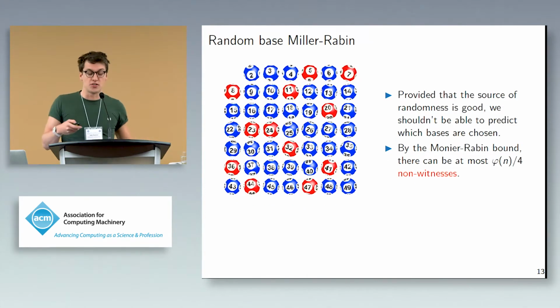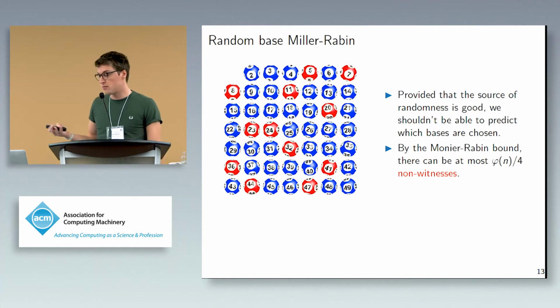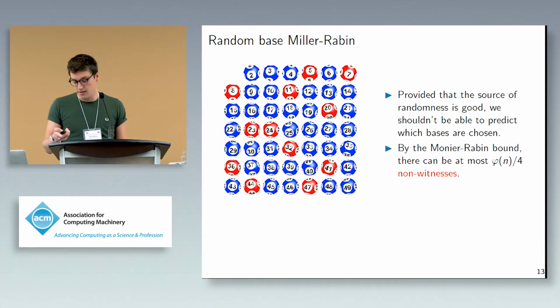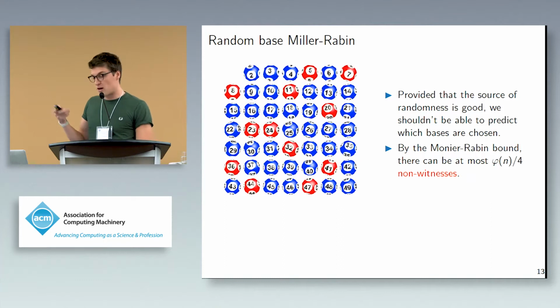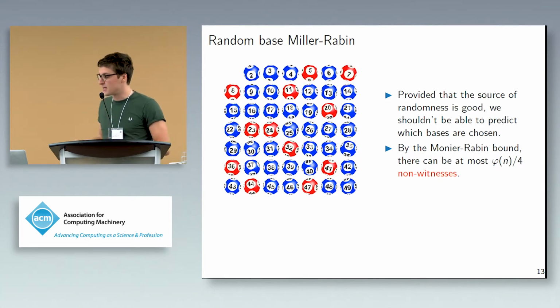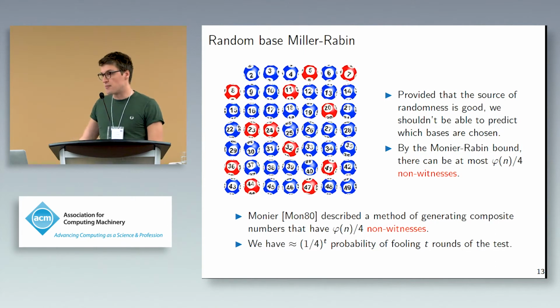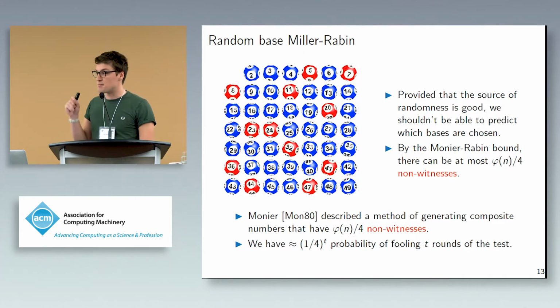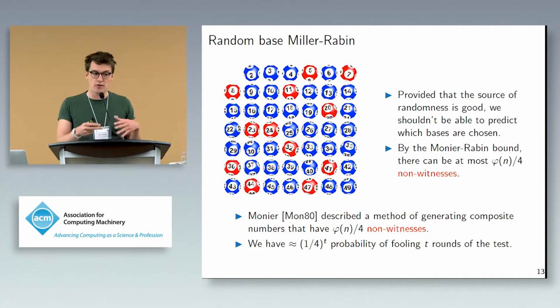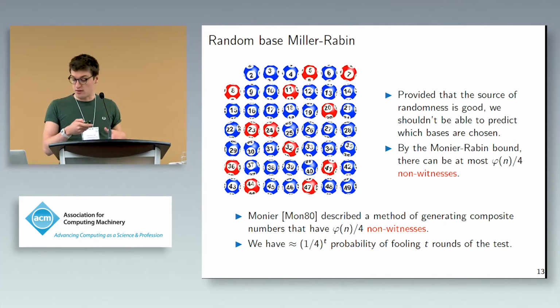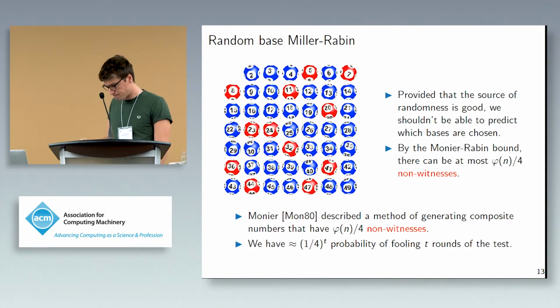The other way we can choose bases is by doing it randomly, which, provided that the source of randomness is good, means we shouldn't be able to predict which ball is going to be picked. Then the best we can do is, we know by the Miller-Rabin bound that there can be at most phi of n over 4 non-witnesses, where phi is the Euler phi function. This basically means that 1 in 4 balls are red, about a quarter of the balls. Monnier described a method in which we can generate composite numbers that have this maximum bound of non-witnesses. Since it's roughly a quarter, for t rounds of testing, we have a 1 in 4 to the power of t probability of fooling the test.